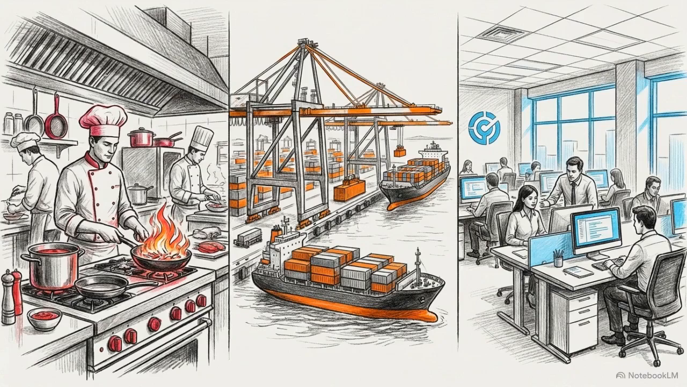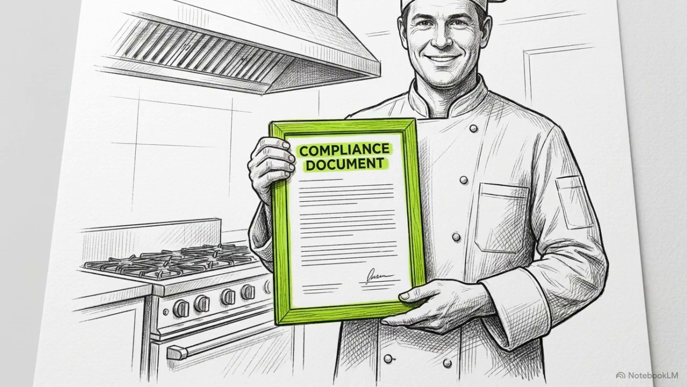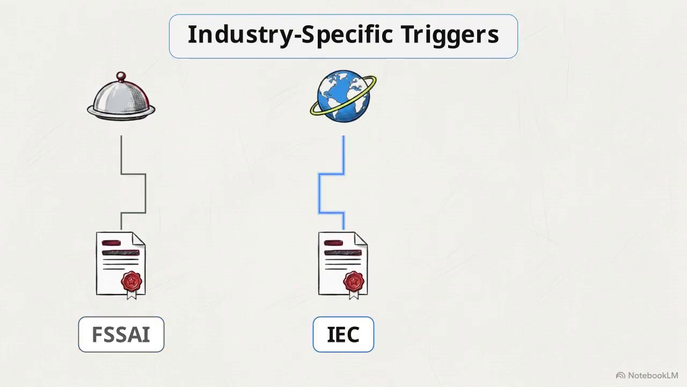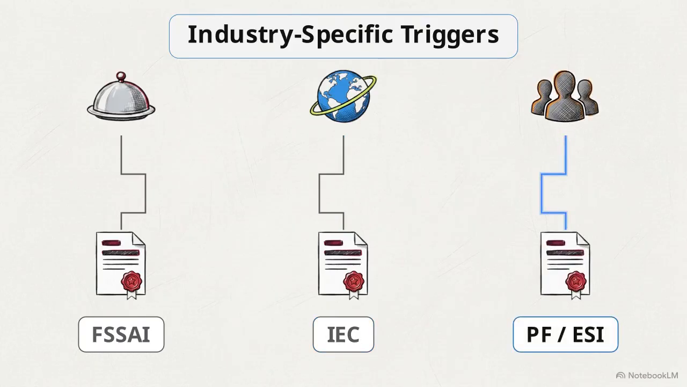Remember the earlier warning about over-applying? These registrations are strictly situational and depend entirely on the specific nature of your work. This diagram illustrates 3 common triggers. A food-related business activates an FSSAI registration. Importing or exporting across borders triggers your import and export code. And hiring employees triggers mandatory PF and ESI compliance to protect workers.